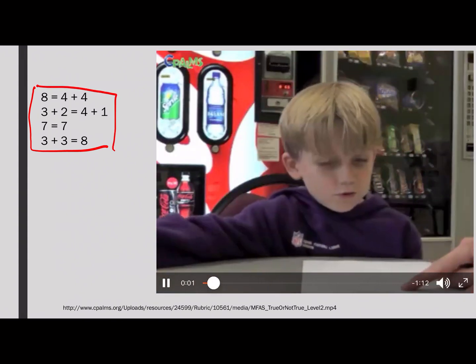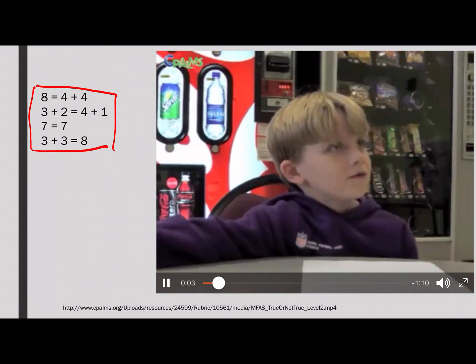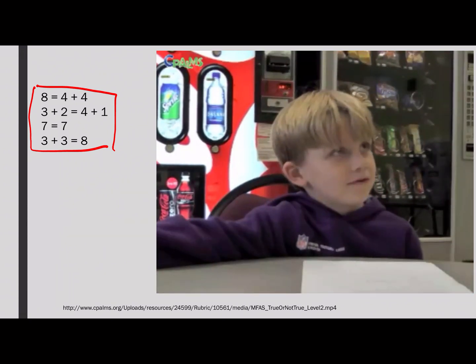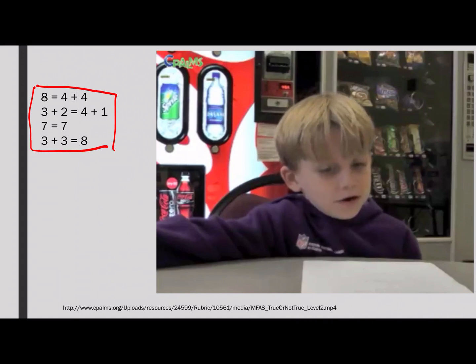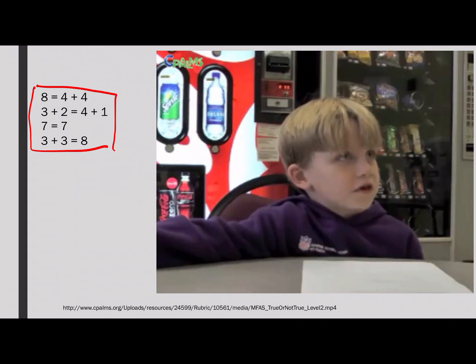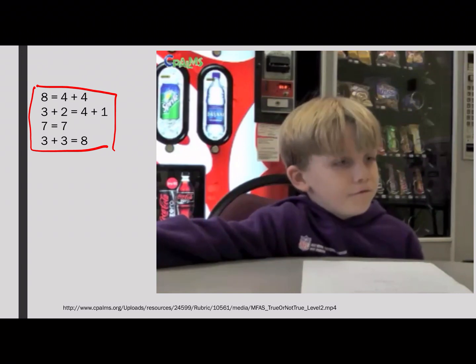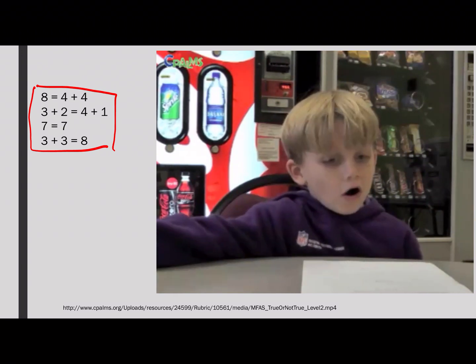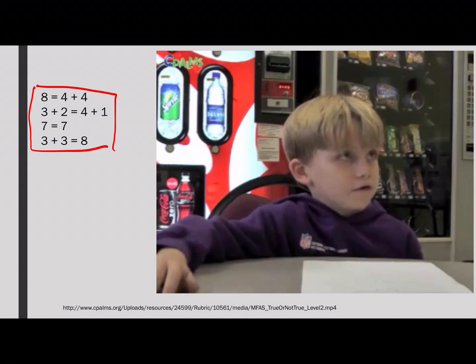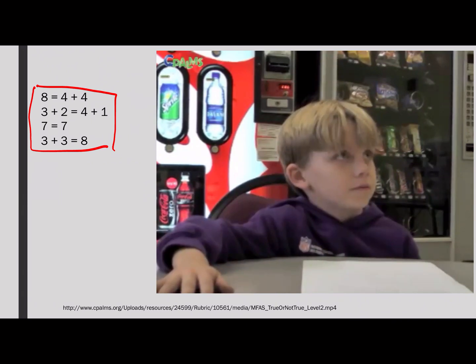8 equals 4 plus 4. Okay, is that true or not true? Not true. Why is that not true? Because the equal sign can't be the first thing behind the first number. Gotcha. Okay, let's look at the next one.